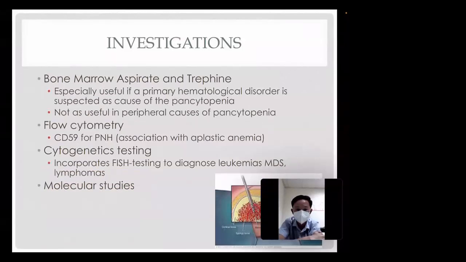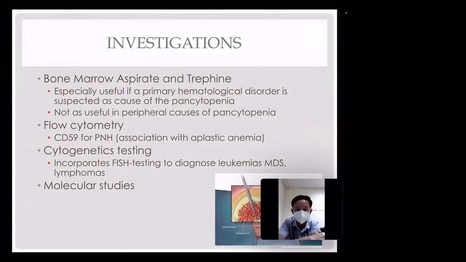And the next investigation that we send, especially if you're not sure if the patient is an aplastic anemia or leukemia secondary to bone marrow infiltration, then it's always very important to counsel the patient to get a bone marrow examination, as it's especially useful because we suspect there's a primary hematological disorder after ruling out all the other differentials.